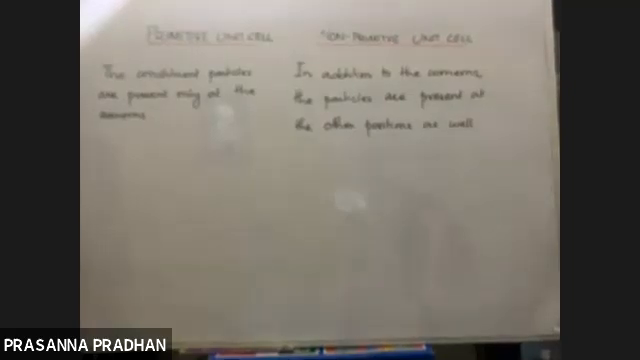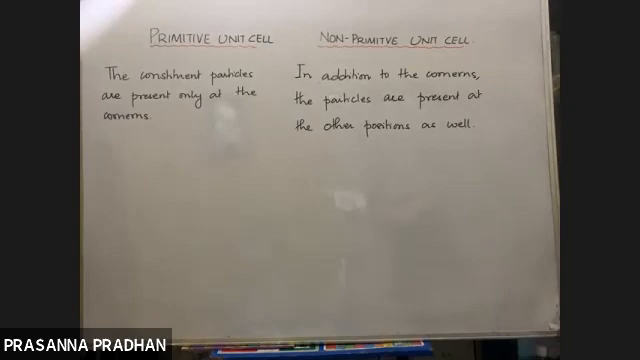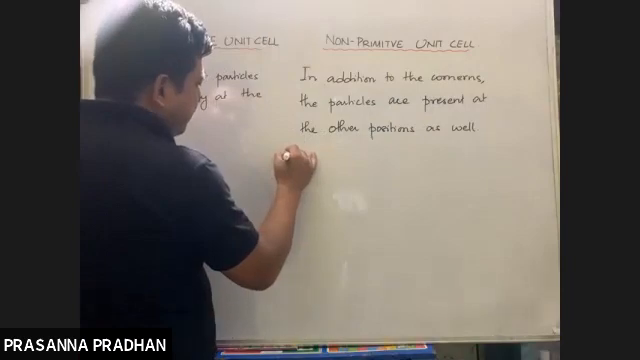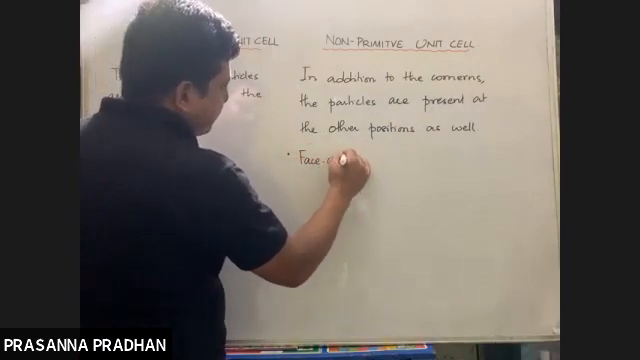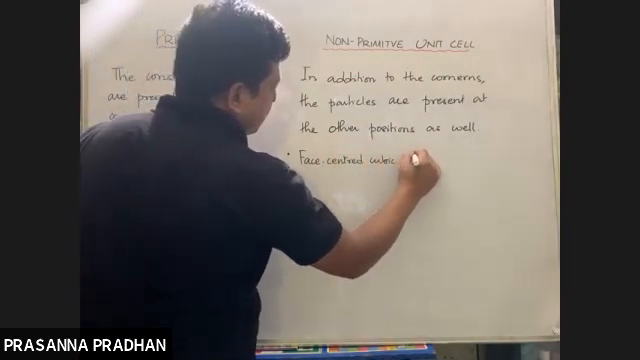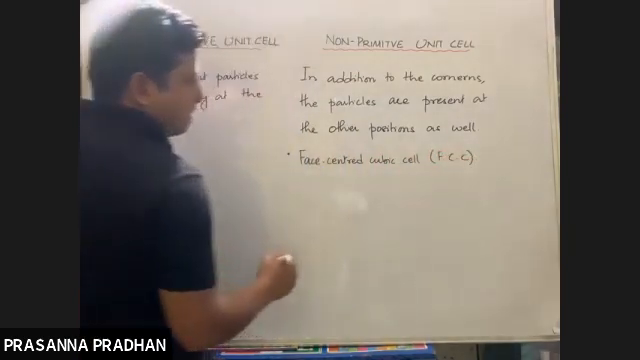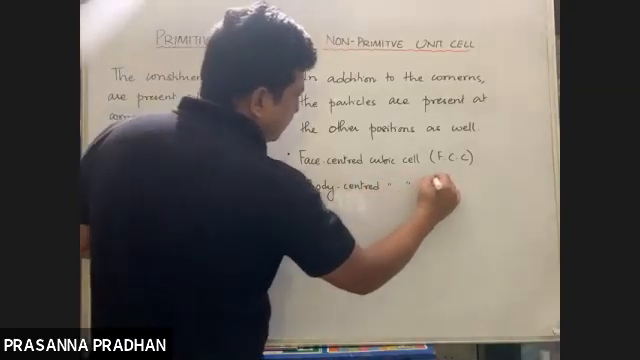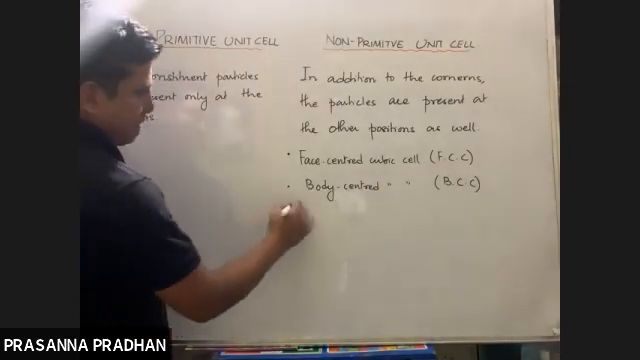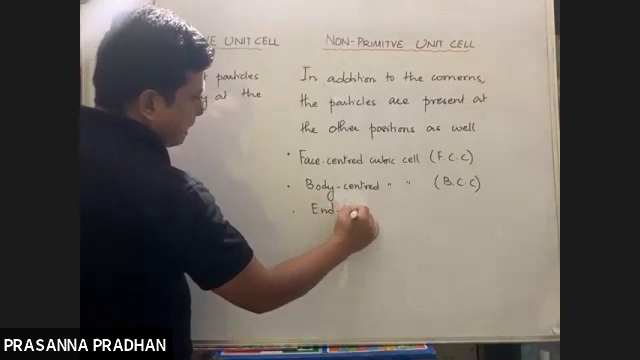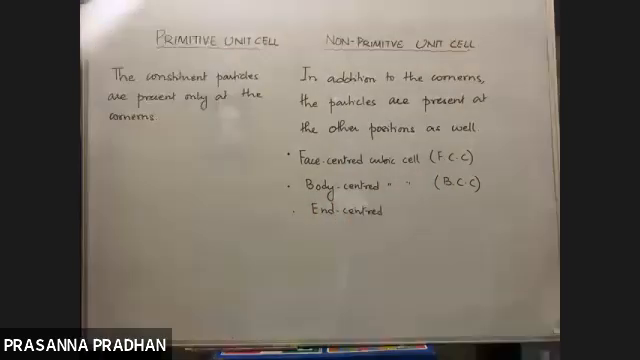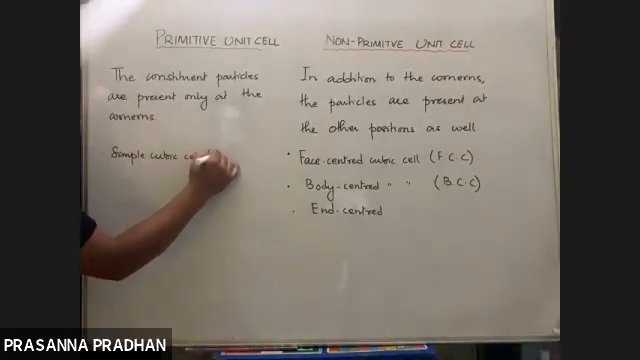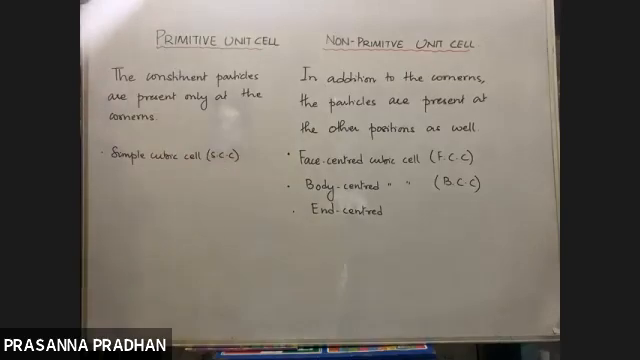Can you let me know what are the types of non-primitive unit cell? Yes, you have done this in your school. Number one is face-centered cubic, abbreviated as FCC. Second is body-centered cubic, known as BCC. The third is end-centered. And primitive में एक simple cubic cell, SCC.